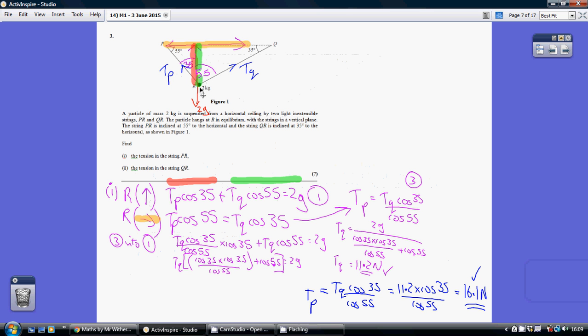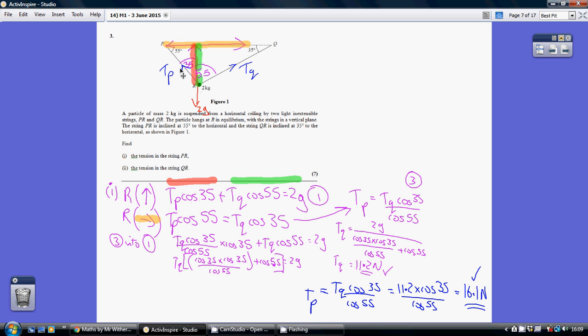the mass. Because it's got a 2 kilogram mass, the particle, the force of the particle going downwards, the weight, is 2g. So the two vertical components, the red bit and the green bit, added together offset the weight. So TP cos 35 plus TQ cos 55 equals 2g. So that's our first equation.